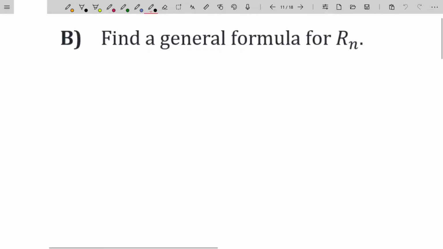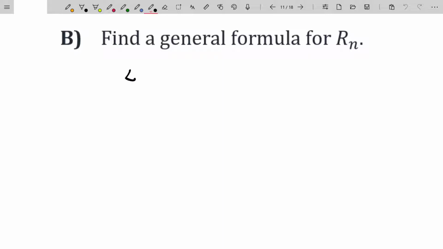Now this question is usually reserved until a future section, but I actually like this for this problem. I want to get your brain primed for what you're going to see eventually. So find a general formula for r sub n. Remember, r is the right endpoint method, and in this case, they're not telling us how many slices we're using. So we have to kind of keep everything symbolic.